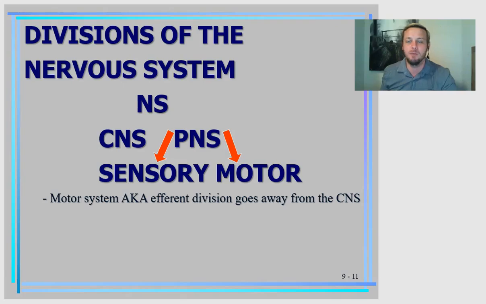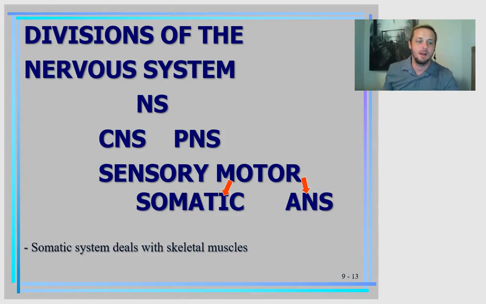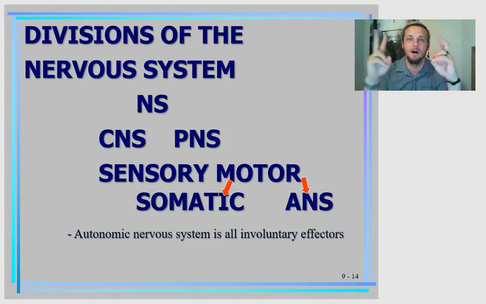And then we can break the motor division down into somatic and autonomic. Somatic motor division is going to be the one dealing with your skeletal muscle. So this is all that conscious thought of contracting muscles, right? So moving, singing, walking, talking, all this requires somatic motor function. The autonomic is going to be everything that is automatic, right? And so this is going to be your cardiac muscle, your smooth muscle, and all your glands belong to this ANS, or autonomic nervous system.